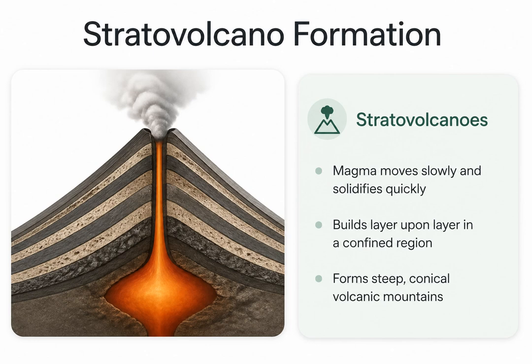Because the andesitic magma is so thick, it cannot travel far. It moves slowly and solidifies very quickly around the vent. Over time, successive eruptions build layer upon layer of hardened lava and ash in a confined area. This vertical growth creates the classic steep-sided conical mountains we know as stratovolcanoes.